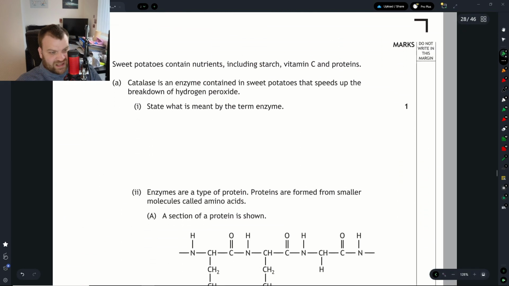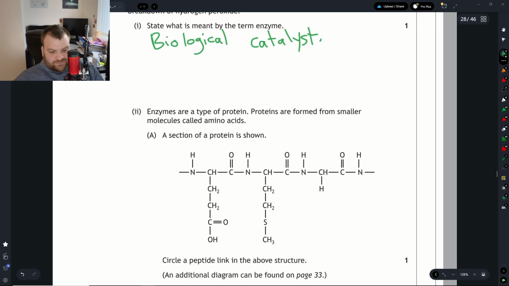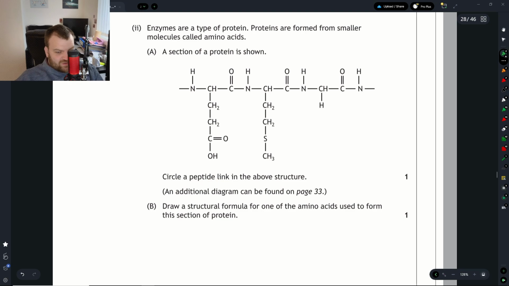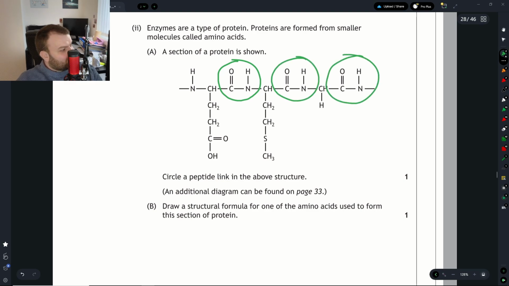Moving on again, enzymes. Enzymes are biological catalysts. They speed up chemical reactions within living tissues. Next up, we're asked to circle a peptide link in a protein. That is the C double bond O, N and H, which we have 3 of them. So take your pick out of any of them.